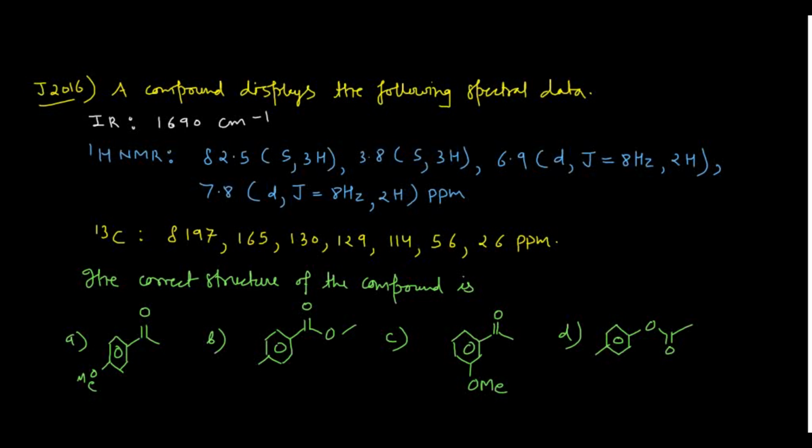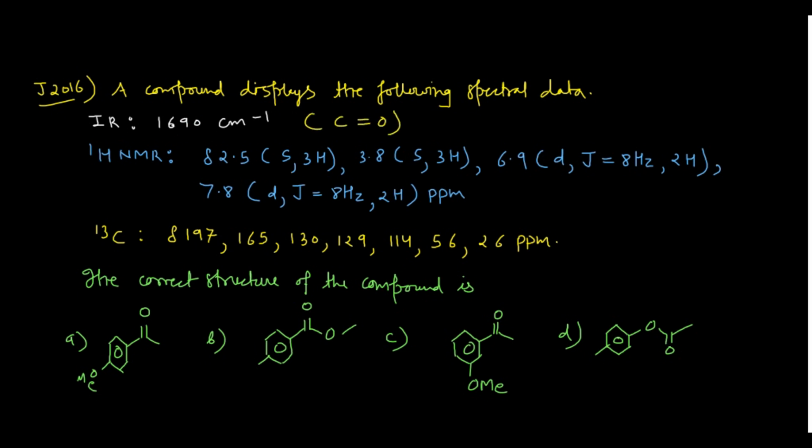So guys, you can see my next problem, which is again from the June 2016 examination. It says: a compound displays the following spectral data. That means you have been given different spectroscopic data. First, the IR spectroscopy shows a signal at 1619, and you know the signal around 1700 is due to the carbonyl group. So you should remember this point. This actually shows the presence of the carbonyl group.